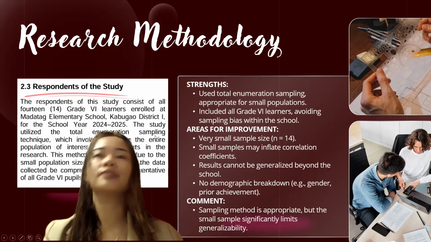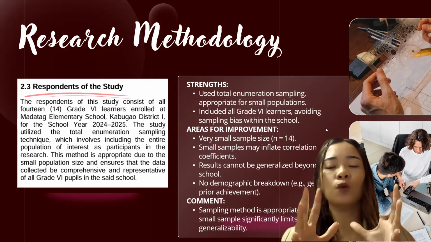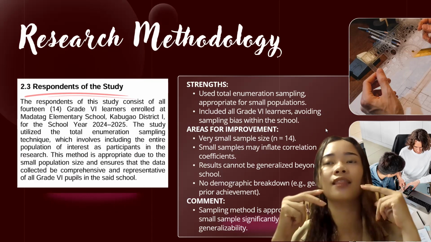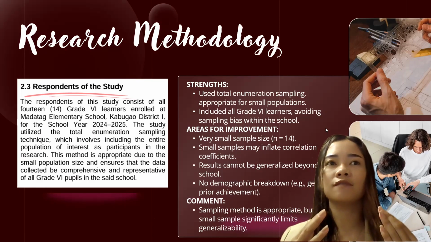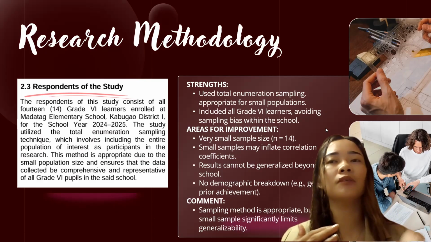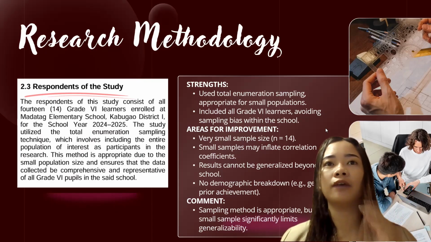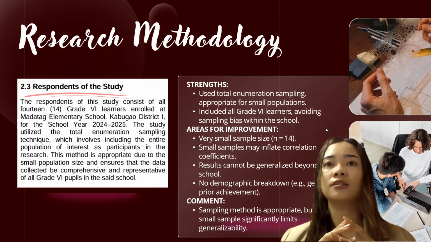Next, the respondents. Let's try to assess the respondents of the study. She wanted to assess the reading comprehension and the arithmetic proficiency skills of the students. Her respondents were the 14 grade 6 learners enrolled at Maratag Elementary School, Cabugao District 1 for the school year 2024-2025. The strength for this part is that she used total enumeration sampling, appropriate for small populations.